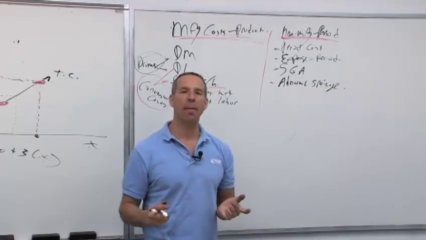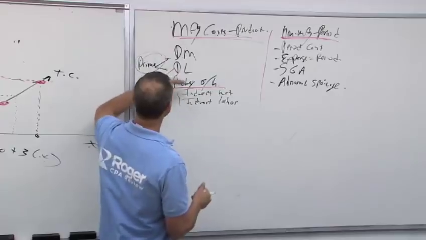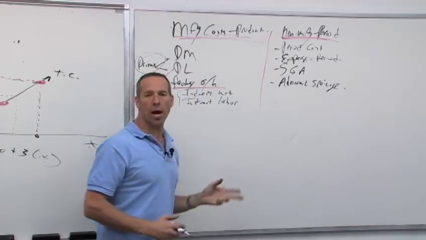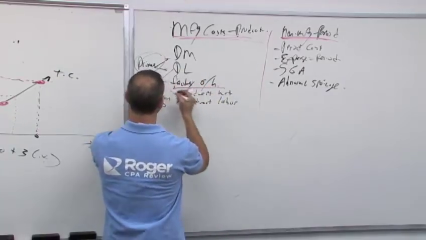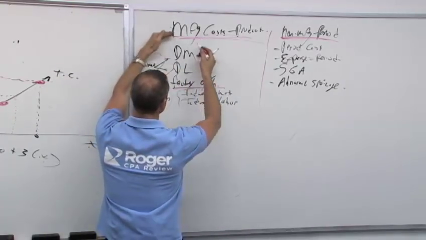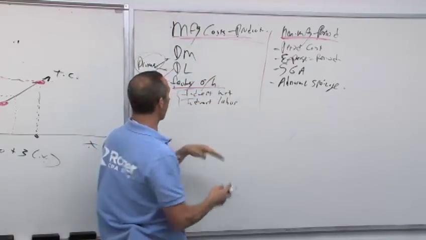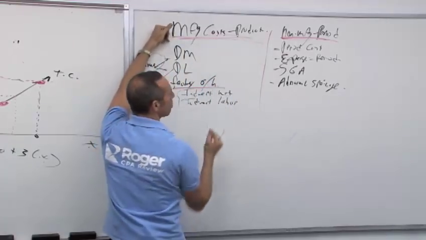A question on the exam a long time ago: which cost is included in both prime and conversion? Direct labor. Okay. So notice, indirect materials is a what? It is a factory overhead. It is a conversion cost. It is a manufacturing cost. It is a product cost. Those are all correct answers. One more time. Indirect labor is an overhead, conversion, manufacturing, product cost.